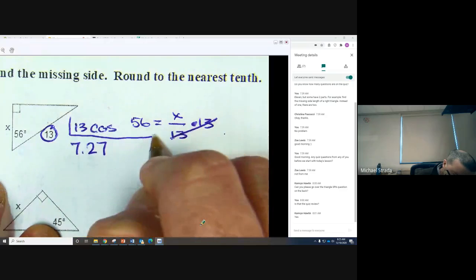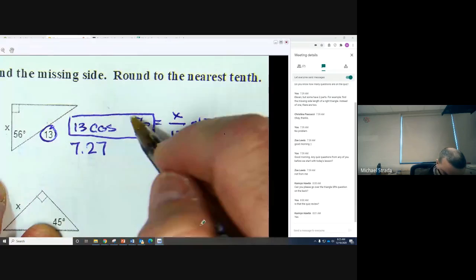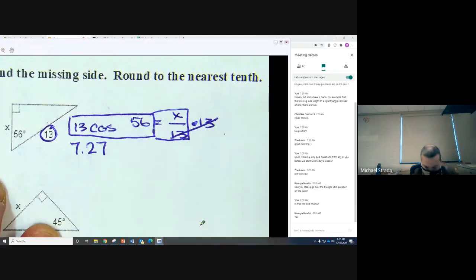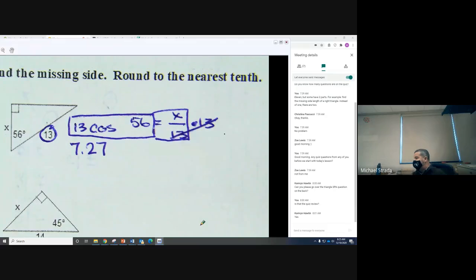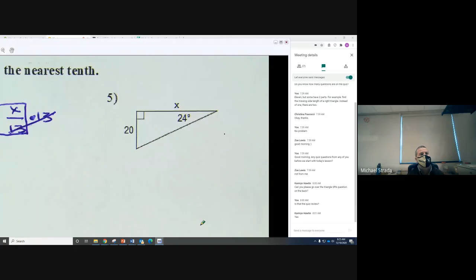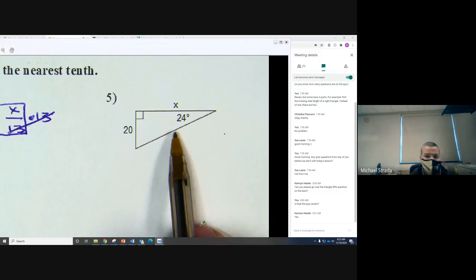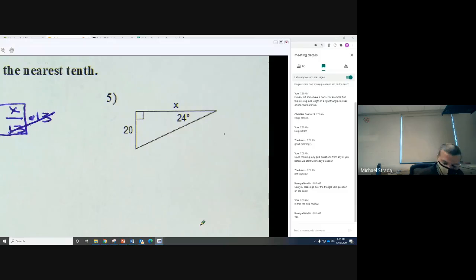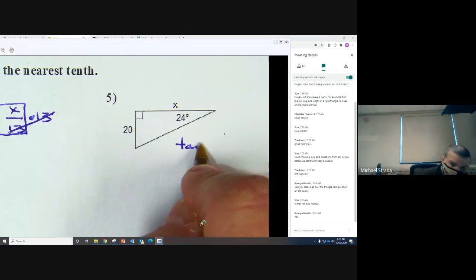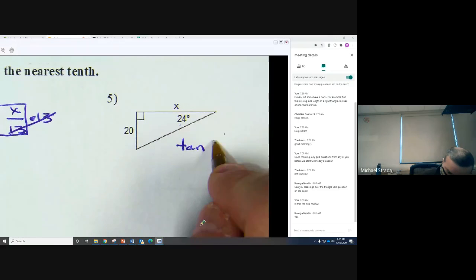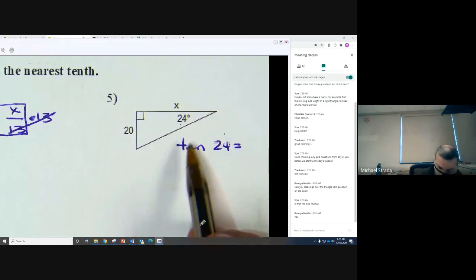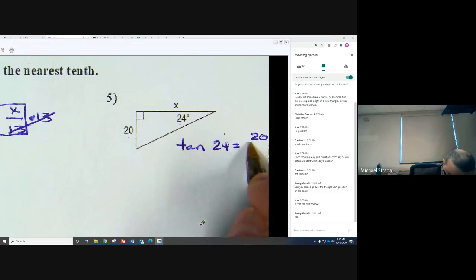This, ladies and gentlemen, when you get the homework, is all I need to see. Your initial ratio. If you do the rest in your head or on a calculator, feel free to just show, but I just need to see the initial ratio. So if I look at number 5, is the hypotenuse involved in this problem either as a variable or number? No, so that's got to be tangent. So the tangent of whatever angle they give me, 24, equals the opposite, which is 20, over x.